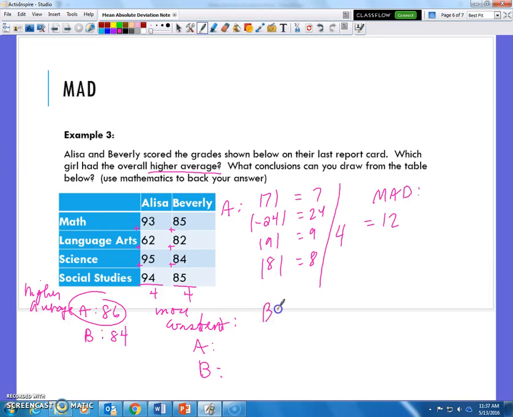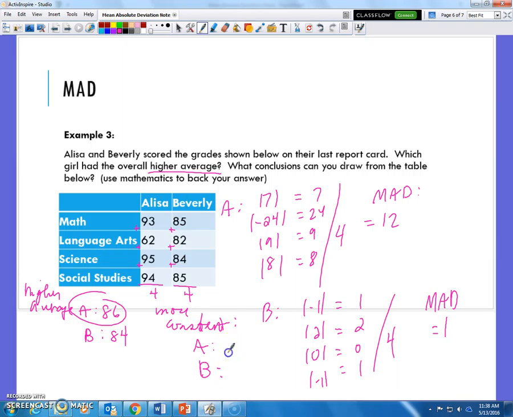For Beverly, we're thinking, okay, 84 minus 85 is negative 1. 84 minus 82 is 2. 84 minus 84 is 0. And 84 minus 85 is negative 1. So her mean absolute deviation looks like it's going to be much smaller, so she's probably going to be more consistent. 1 plus 2 is 3, plus 0 plus 1 is 4. We're going to divide that by 4. 4 divided by 4 is 1. So her mean absolute deviation is only 1. She is much more consistent. Beverly is much more consistent.